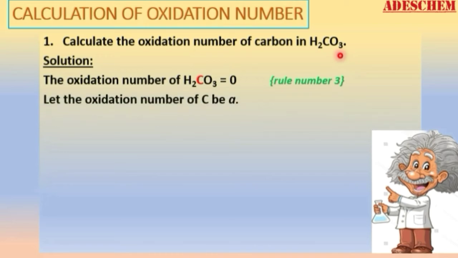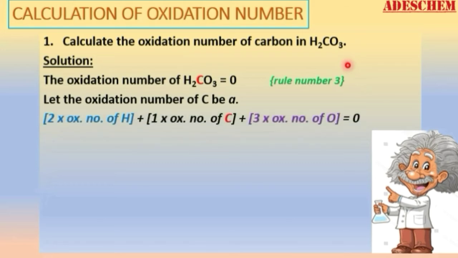That's rule number 3. Now, because we are interested in carbon here, we are going to let the oxidation number of carbon be any letter we choose. In this case, let it be A. Now remember that the third rule says that when we take the sum of the oxidation numbers of all the elements in a compound, it is going to be equal to 0. So I say 2, for the atoms of hydrogen, times the oxidation number of hydrogen, plus 1, which is the number of atoms of carbon, times A, then how many oxygen do we have here? We have 3, so 3 times the oxidation number of oxygen. When we take the sum, it is going to be equal to 0. That's what we have here.